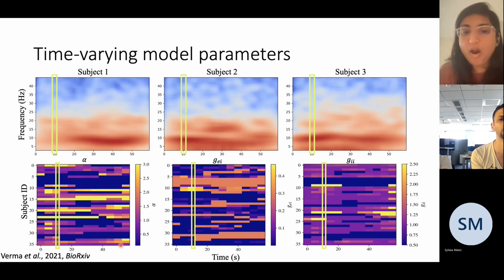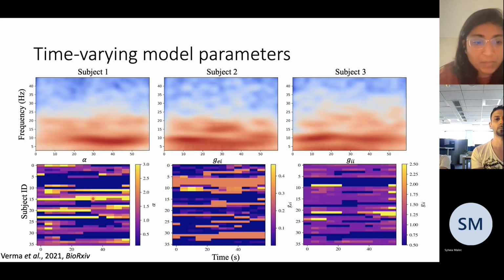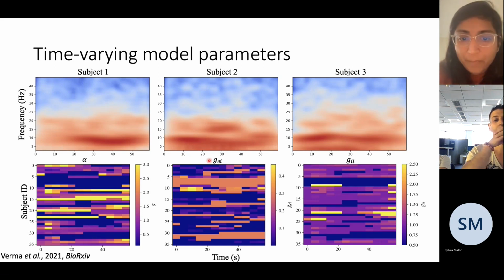And then we get a temporal distribution of model parameters. For example, we extracted a frequency response at around 10 seconds, and then we tried to estimate what the model parameter looks like at that 10 seconds for different subjects. So here the bottom plot tracks how the model parameter alpha varies with time. The x-axis is time, and every row corresponds to a particular subject, and the color indicates the value of alpha. So what you see here is how alpha is changing with time for different subjects. And we did the same for the neural gain parameters GEI and GII, and we let the other parameters be constant over time.